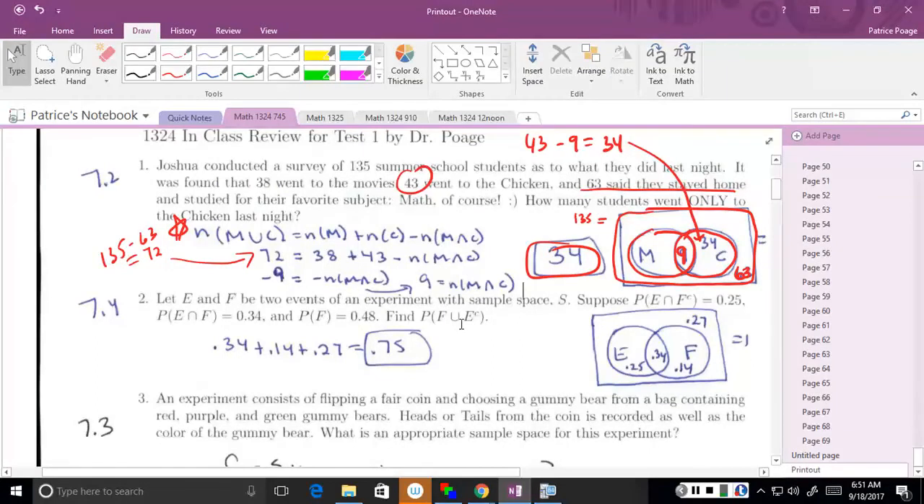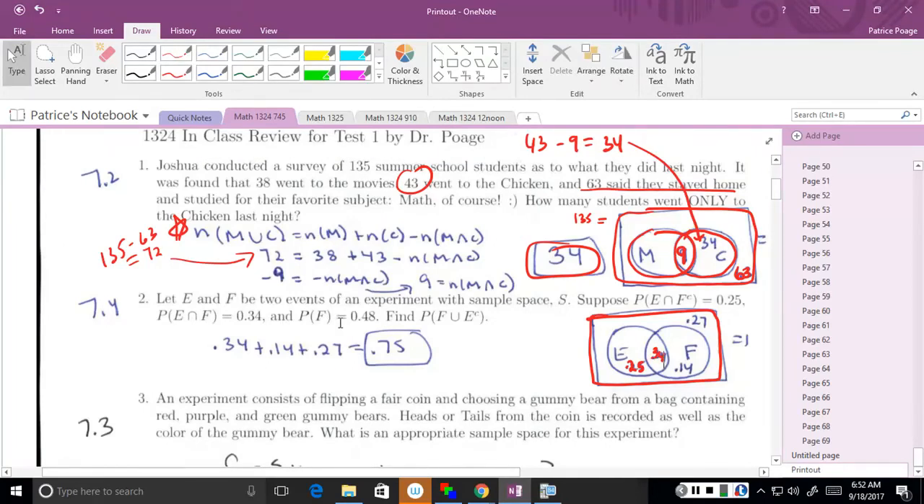E and F are two events of an experiment with the same sample space. Definitely go straight to drawing your Venn diagram. It says suppose E intersect F complement is 0.25. That means it's in circle E, so we've narrowed it down to circle E, and it's not in F, so it's just right here. So that's where I put the 0.25. It's in E but not F. This one says it's in E and F, so that's right in the middle, 0.34.